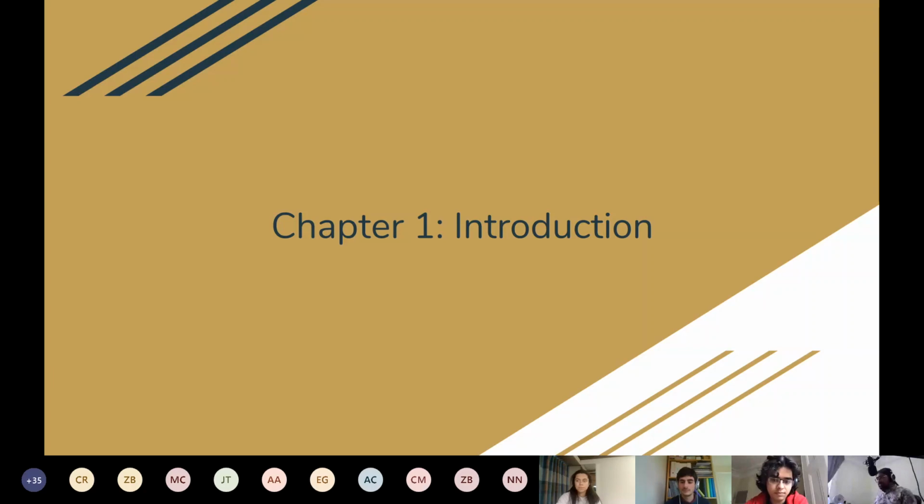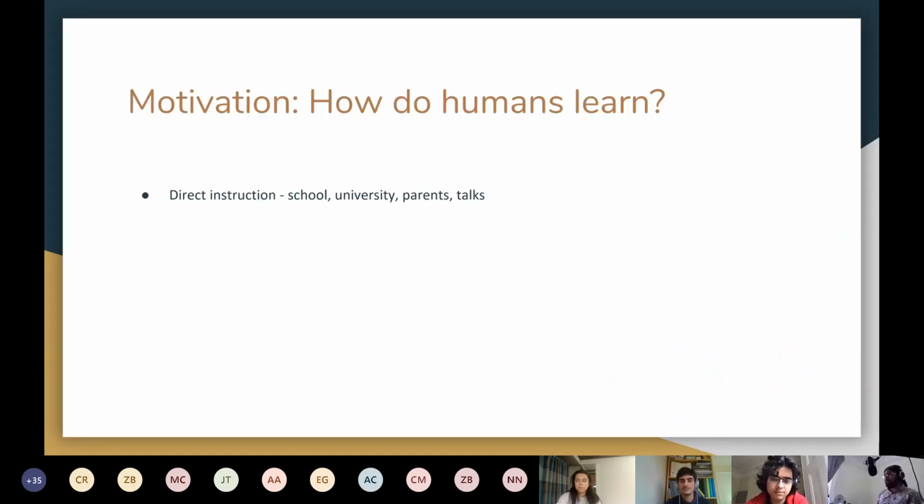So this is a pretty biologically motivated area. So I think it's first good to think about how humans learn things and try to take inspiration from this. I think there are two main categories of how humans learn things. There's direct instruction, so just being told what you should be doing, like by your school, university, parents, or by a random dude pontificating about reinforcement learning. And that's a boring kind of learning.